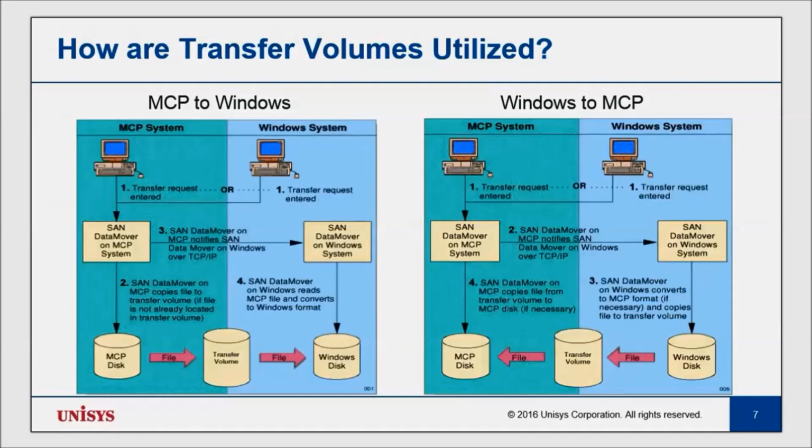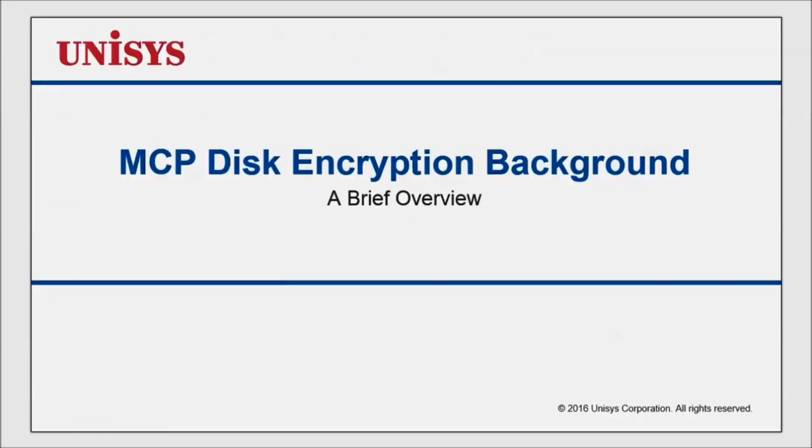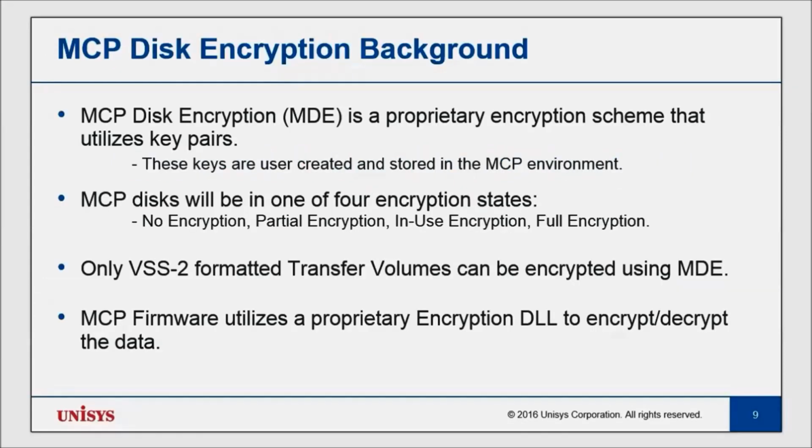Now for an MCP disk encryption background, we'll briefly talk about this. MCP disk encryption is a proprietary encryption scheme that utilizes key pairs, and these keys are user-created and stored in the MCP environment. These MCP disks will be in one of four encryption states. We have no encryption, partial encryption, in-use encryption, and of course full encryption. Only VSS2 formatted transfer volumes can be encrypted using MDE. And our MCP firmware utilizes this DLL to encrypt or decrypt the data.